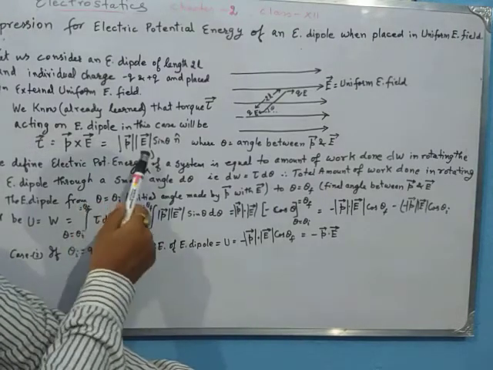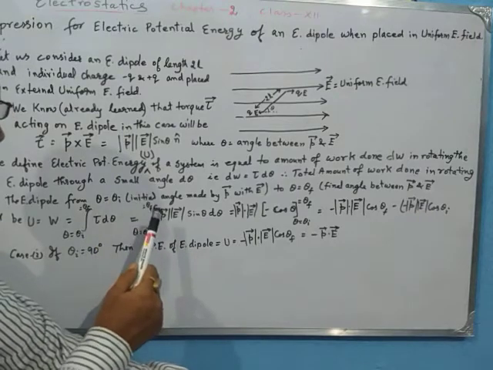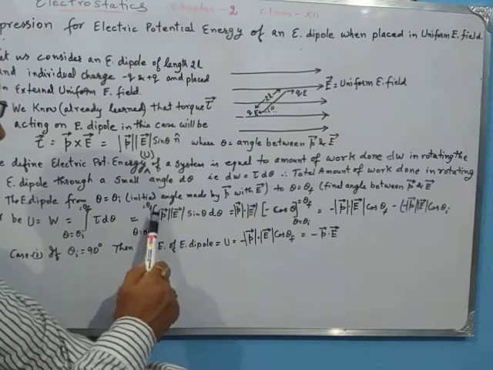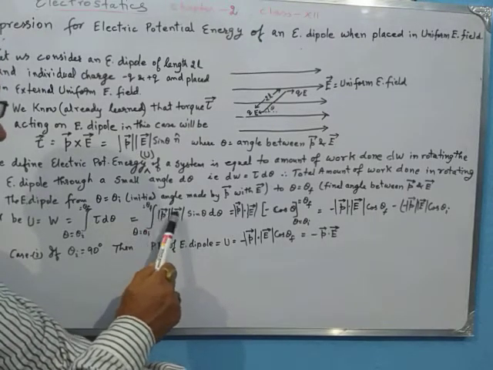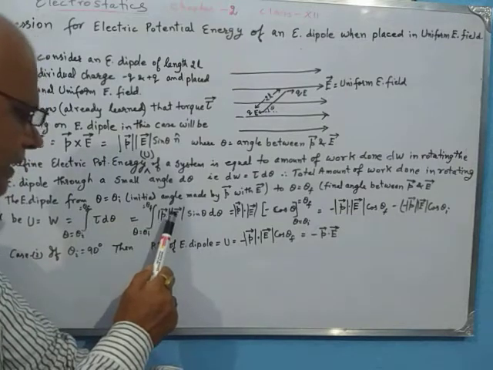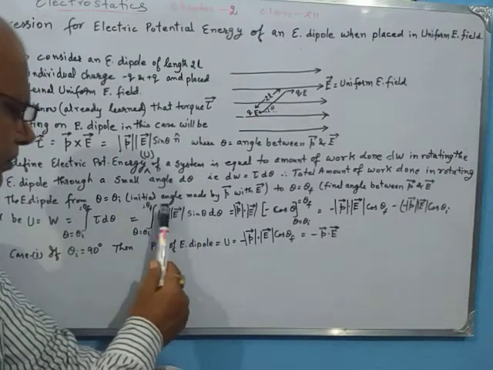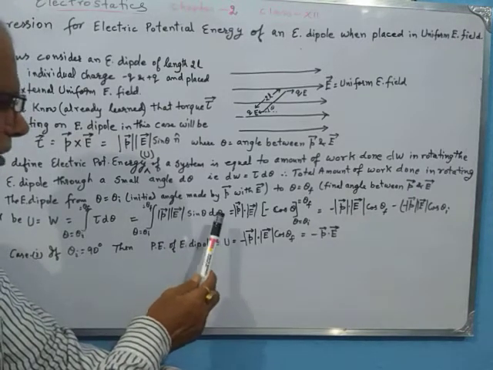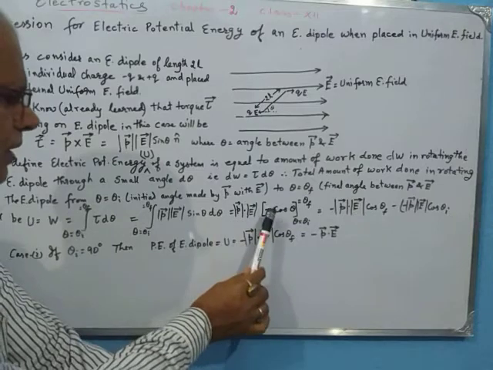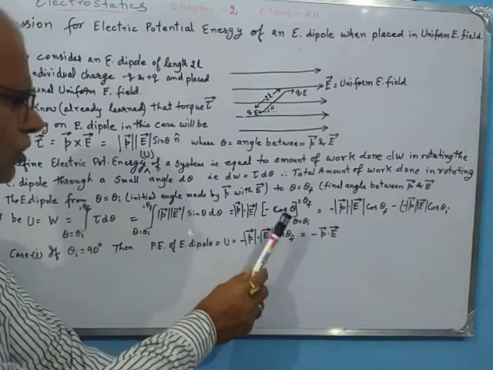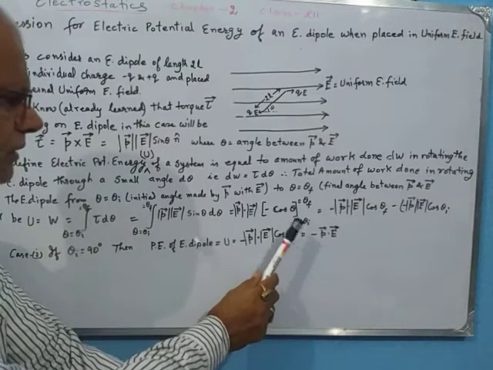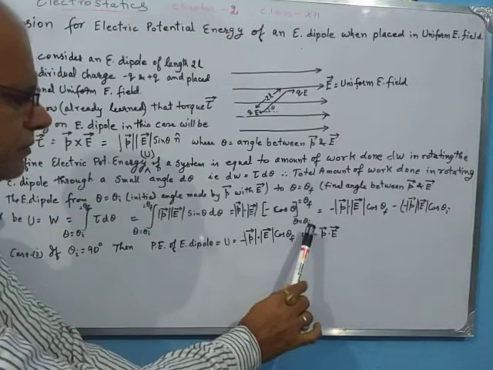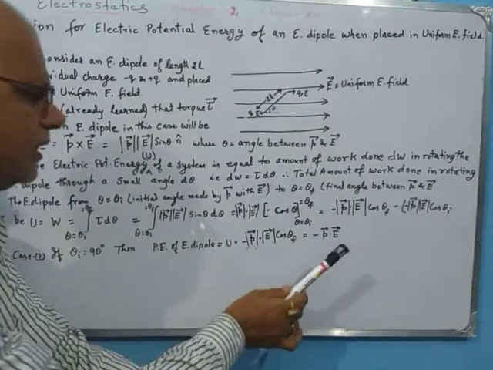Now tau is equal to PE sin theta, taking the magnitude only, so we have PE sin theta d theta. Now P, the magnitude of the electric dipole moment, is constant, and the magnitude of the electric field intensity is constant, so we are left with the integrand sin theta d theta, and when we integrate it we get minus cos theta with the limits theta equal to theta i to theta f. So when we put in the initial value and final value, we have this general expression.